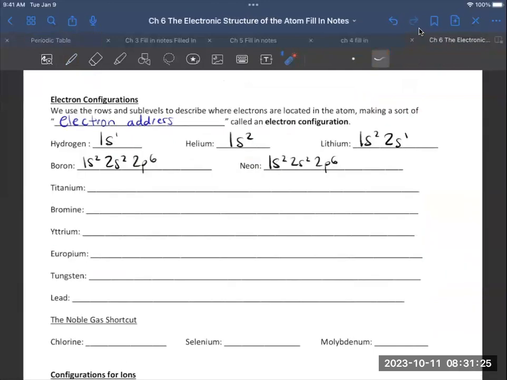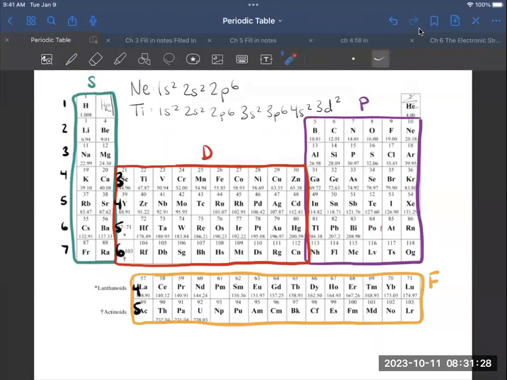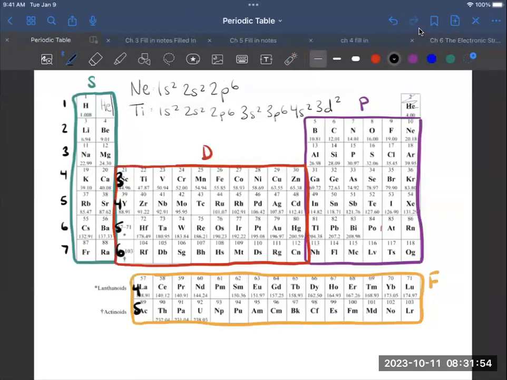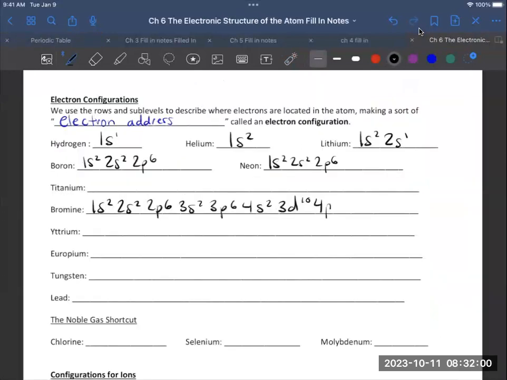Okay. So bromine. I want you to go ahead and pause and do bromine. Okay, bromine is right here. See if you can do it on your own, and then unpause and I'll show you the answer. So if you did bromine correctly, you should have said 1s2, 2s2, 2p6, 3s2, 3p6, 4s2, 3d10, and then 4p5. Okay, that's what you should have done for bromine.